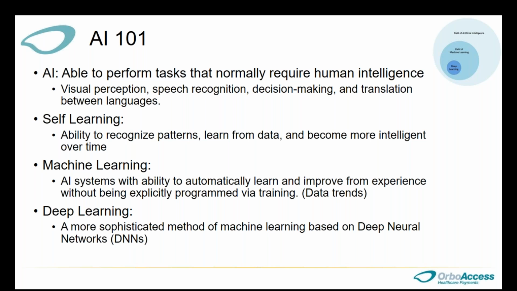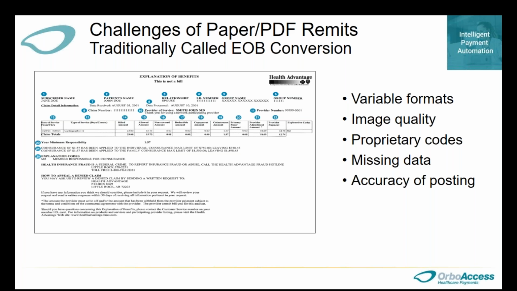So machine learning, and then underneath machine learning is deep learning. That's an even more sophisticated way of using deep neural networks. And what you do there is you have different training mechanisms to really take advantage of it. So think about it as you're going from the outer shell to the inner shell. The more intelligent, the more sophisticated the technology can be.